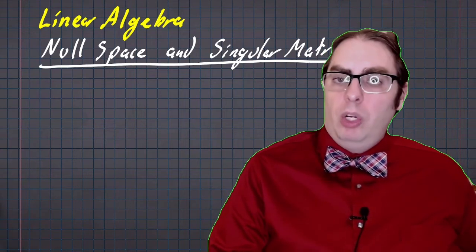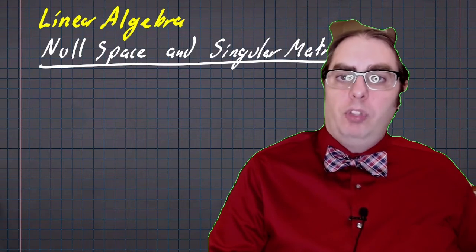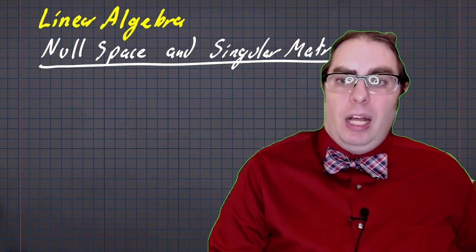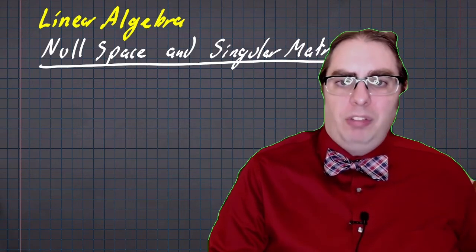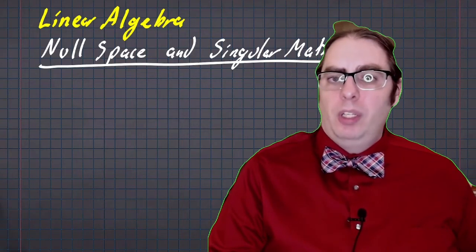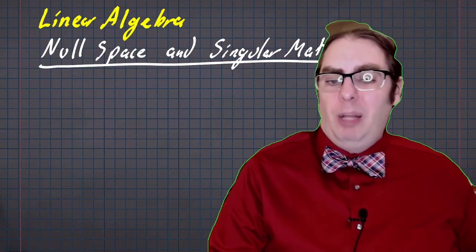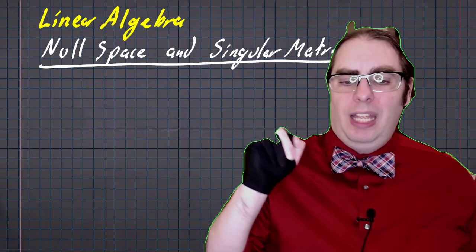Just like row and column space, null space is one of the most important features of a matrix. The properties of the null space of a matrix will help us determine when systems of equations have solutions. They will help us determine when a matrix is singular.